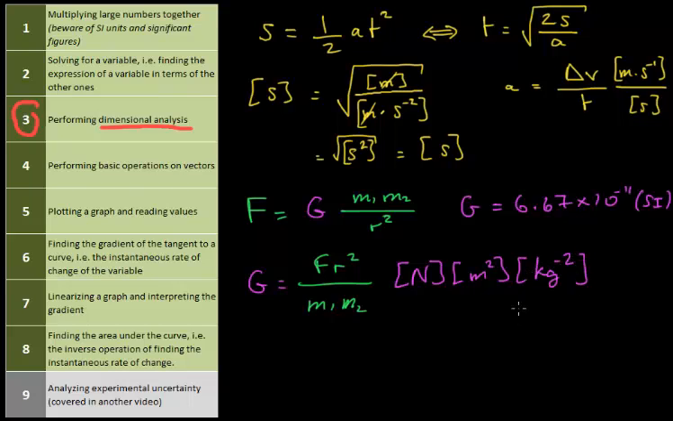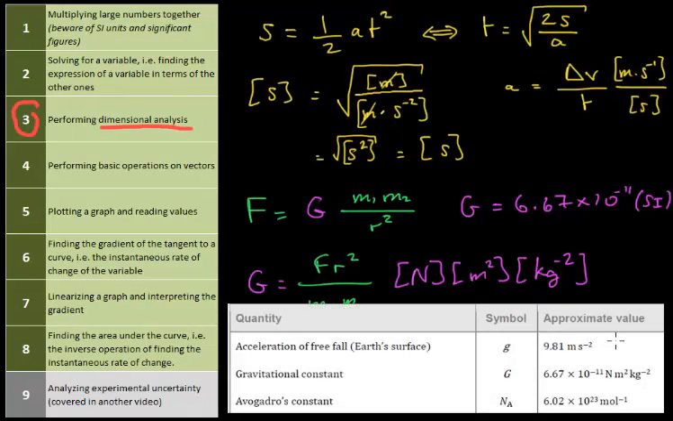Is that correct? Let's check in the data booklet. And sure enough, referring to the first page of your data booklet, we find the value of g, which is indeed 6.67 times 10 to the minus 11 newtons meter squared per kilogram squared.